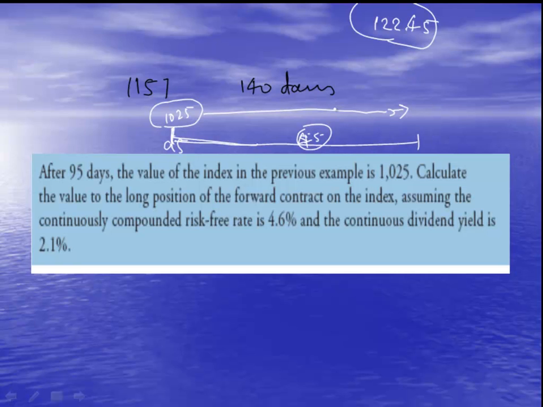Second, clear TVM. 4.6 minus 2.1%, into 45 divided by 365, second e raised to x, into 1025. How much? 1028.16. So let that number be on your screen: after 45 days from today, the forward contract would be available at 1028.16.